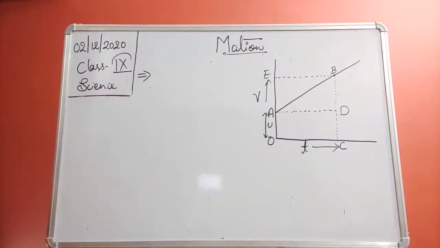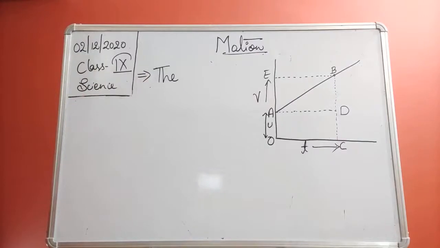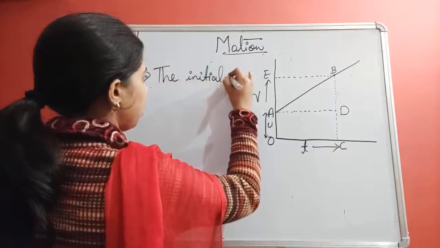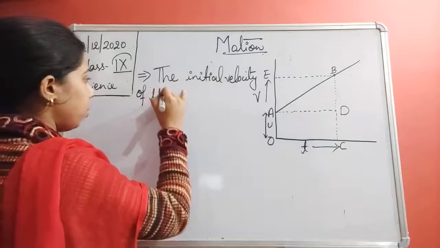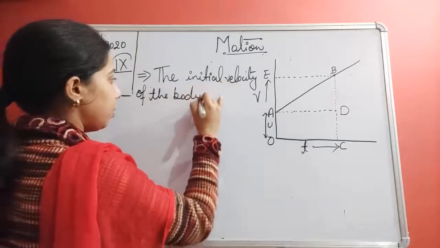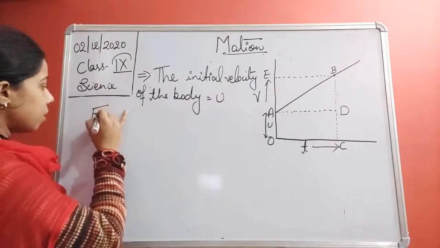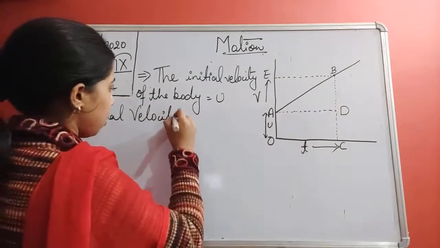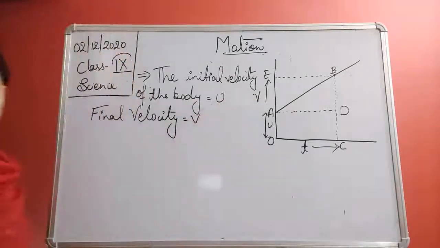So we can write it, the initial velocity of the body is equal to u. Then the final velocity will be equal to v. Initial velocity is represented by u, final velocity is represented by v.